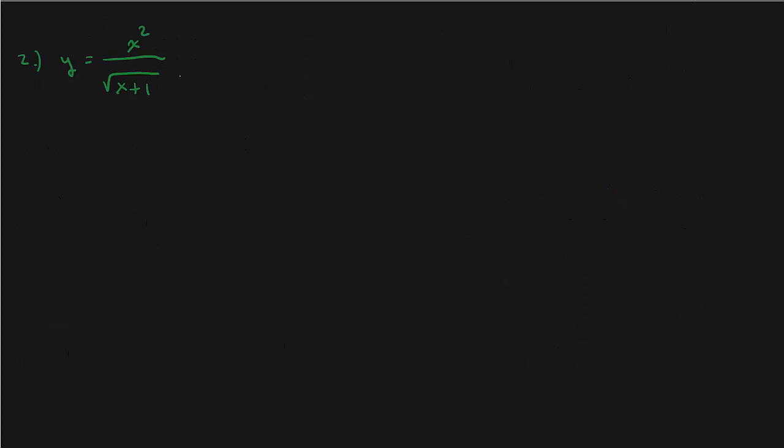All right, so let's take a look at this problem. We've got y equals x squared over the square root of x plus 1. We want to graph it. So we're going to find the domain, intercepts, symmetry, asymptotes, increasing, decreasing, local max, min, concavity, and inflection points. All right, so first thing, let's find the domain.